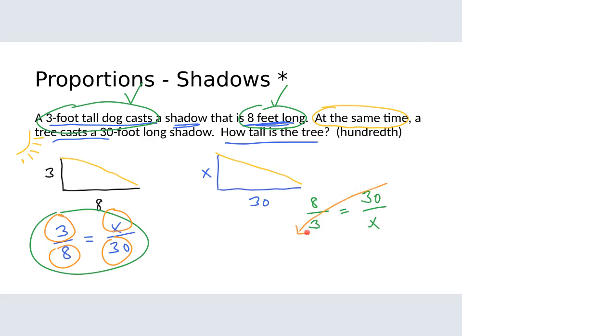We cross multiply here. 30 times 3 is 90. 8 times x is 8x. And then to get that x by itself, we'll divide both sides by 8. Those cancel, leaving just the x. And on the other side, 90 divided by 8 is 11.25. I was supposed to round to the nearest hundredth. This already is. So we're all done there at 11.25. Let me know if you have any questions about what we did there.